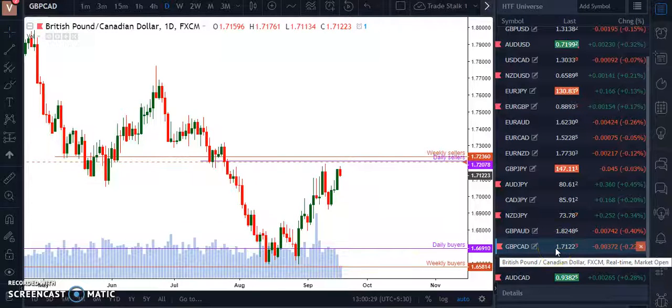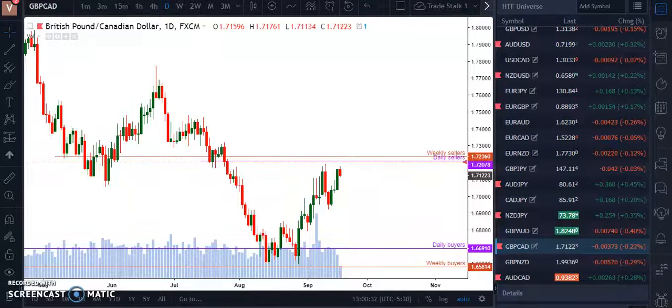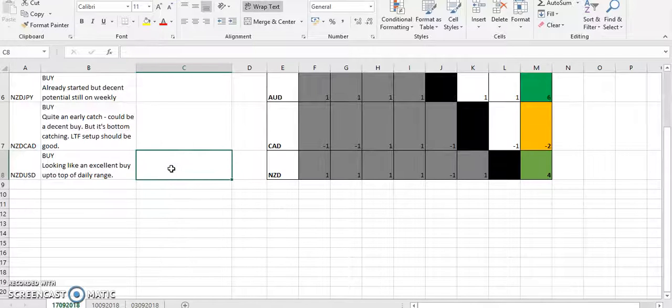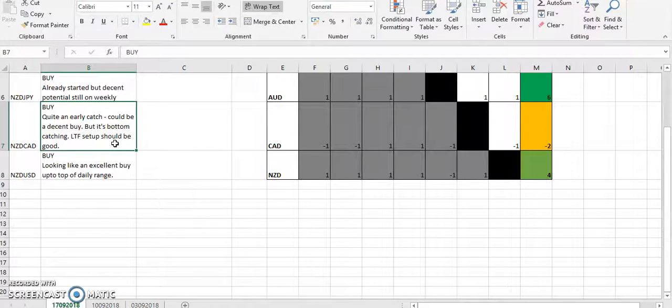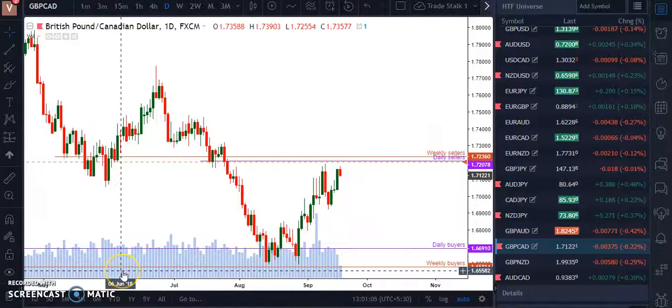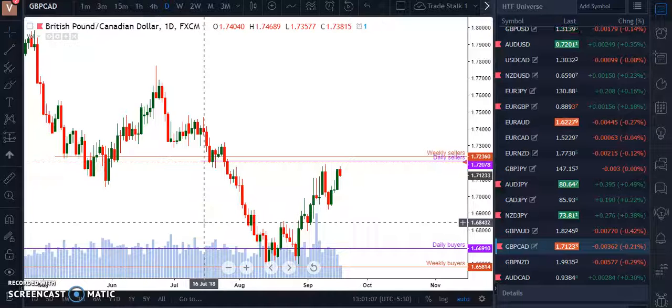So this pick was probably not the best for this week, and I did make a note of that. I do actually write comments on my picks and write comments on how good they are. So clearly you can see that for pound CAD, my comments were, may not be a big rider just yet, but there is an early sell opportunity in the lower time frames at the start of the week. So it's still consistent. Even though it's on my list, it's still consistent with my views. So I wouldn't really consider this as a failed anticipation. It's still within anticipation scenarios.